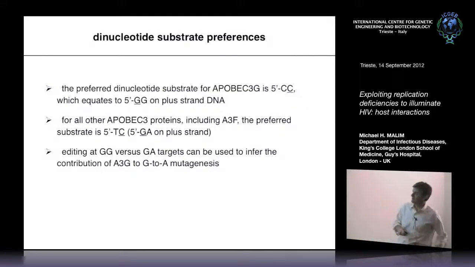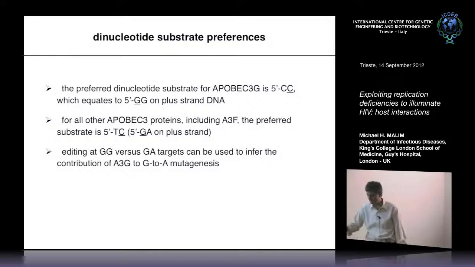Now, interestingly, different APOBEC3 proteins display different preferences for the sequences they mutate. So APOBEC3G prefers to mutate at CC dinucleotides, whereas the rest of them prefer to go to TC dinucleotides. And this is GG on the plus strand, and this would be GA. So by looking at where mutations occur, you can infer whether it was caused by APOBEC3G or one of the other APOBEC proteins.